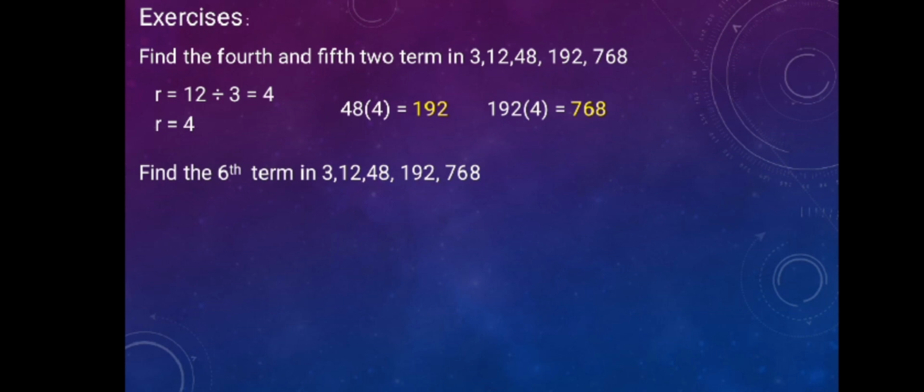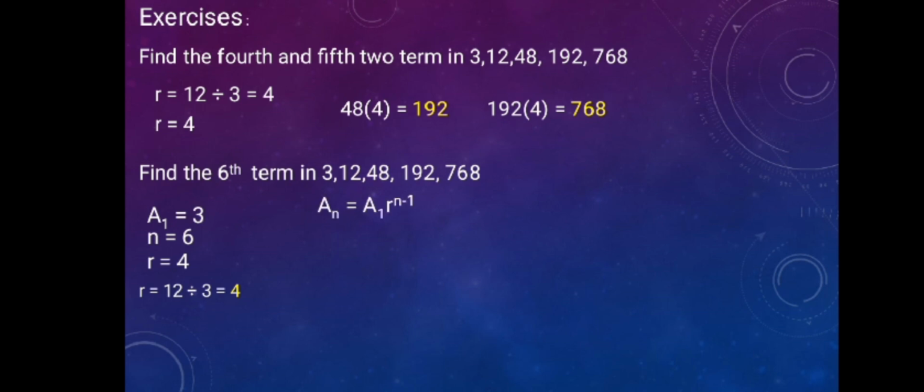Next is find the sixth term in 3, 12, 48, 192, and 768. So the first term is 3 and the number of terms is 6 and the common ratio is 4 because 12 divided by 3 is equal to 4.